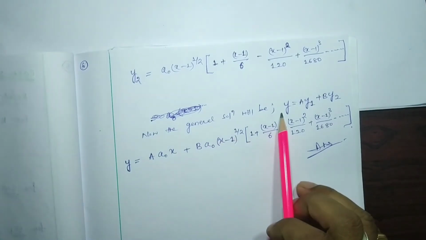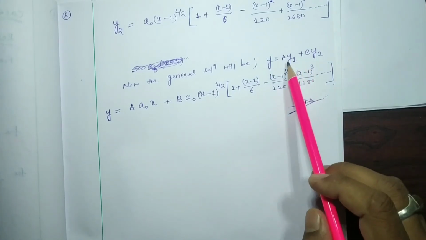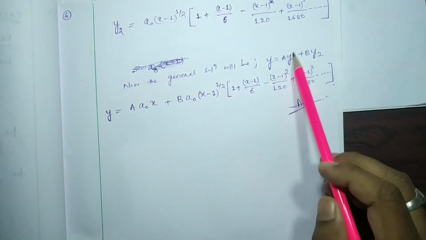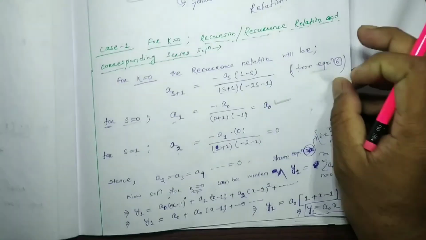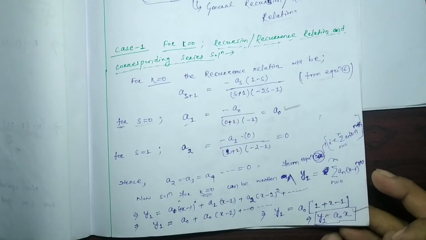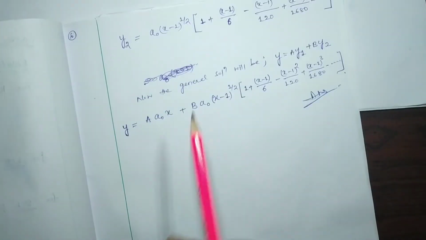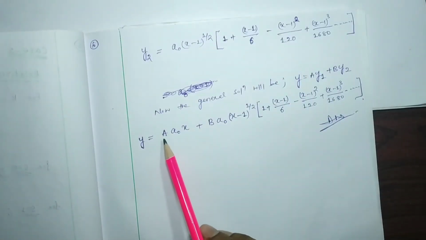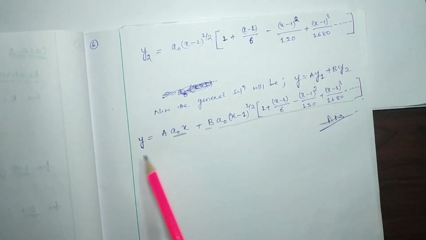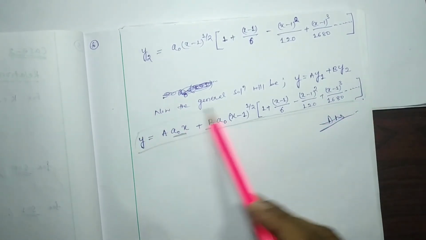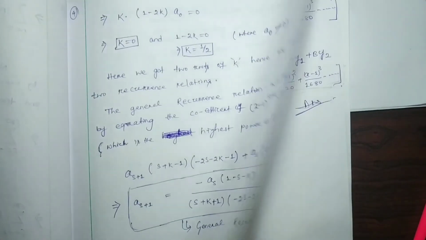Now the general solution is going to be a linear combination of two different solutions, that will be a y1 plus b y2. Already y1 we found as a0 times this, and y2 we found this much. So a times this is the y1 value, b times this is the y2 value. This is nothing but our general solution, what we found using Frobenius method. This is the power series solution.